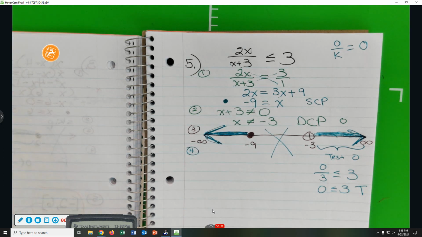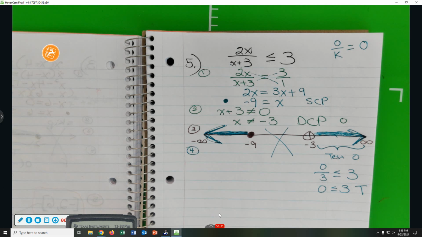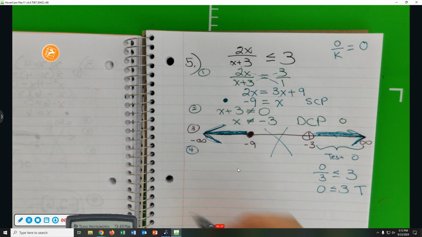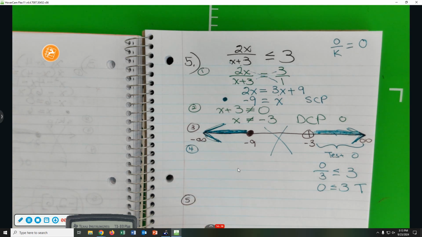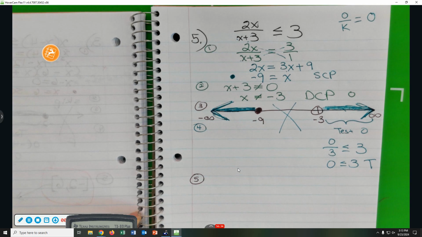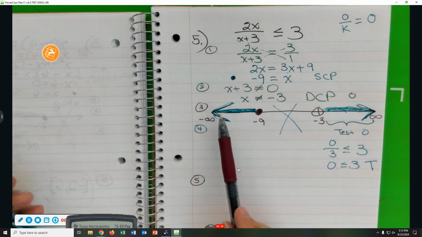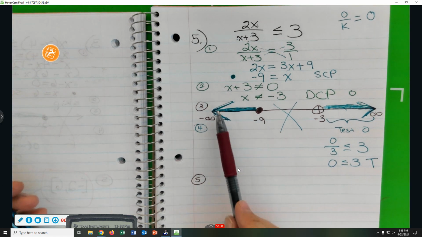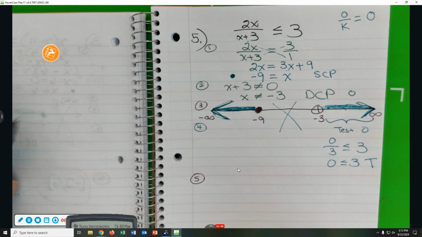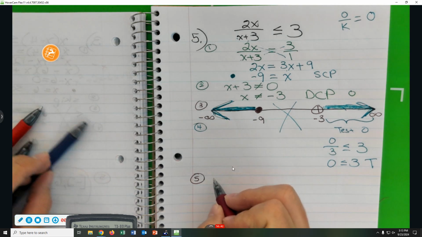Fifth and final step, what's our final step? Write it in interval notation. And I'm going to let y'all call it out as if you were typing it in. Let's do this first interval from -infinity to -9. What's the first thing I would type?